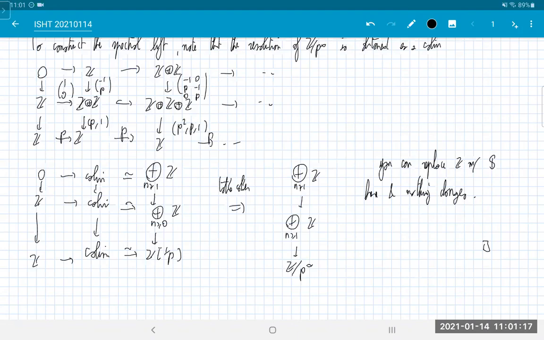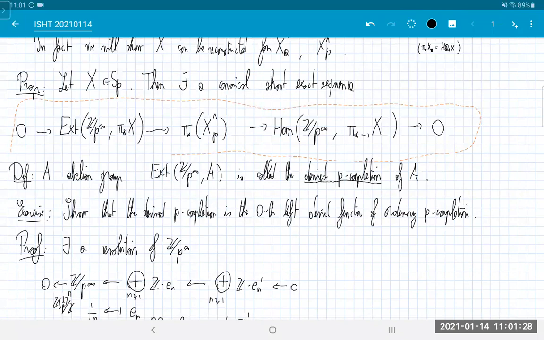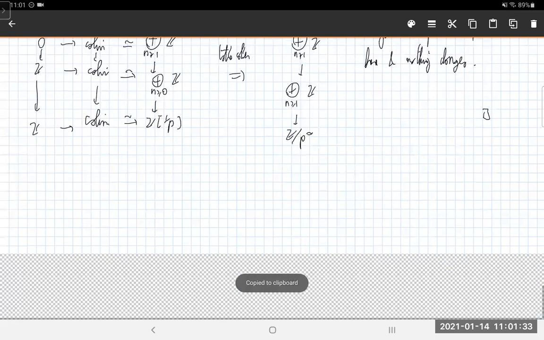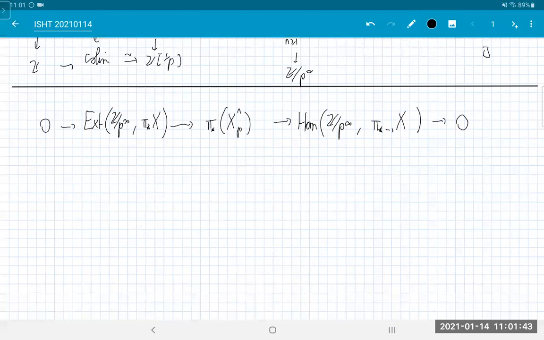Okay, so actually, let me copy this statement that we just proved down here, because now I want to elaborate a little bit on this piece. I want to say at least why this ought to be called a p-completion.